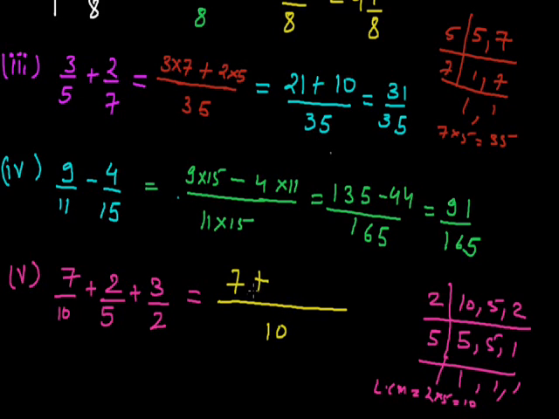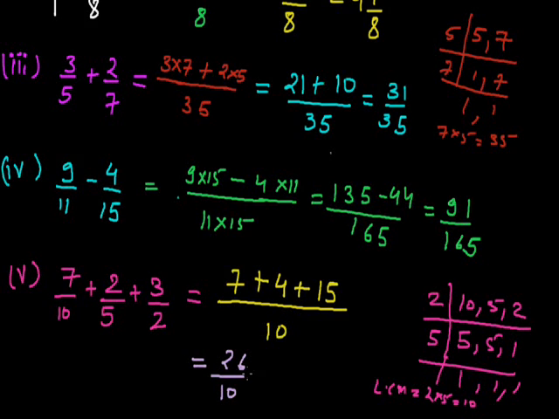Then we are having plus sign. Now 5 is to be multiplied by 2 so that it becomes 10. So we have to multiply the 2 also by the number 2. 2 into 2 will give you 4. Now plus, now here we are having 2. To make it 10, we have to multiply it by 5. So 3 will also be getting multiplied by 5. So we'll get 15. Now it will be equal to 7 plus 4 will give you 11. And 11 plus 15 will give you 26 upon 10.